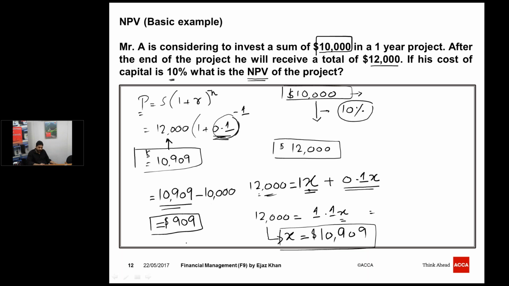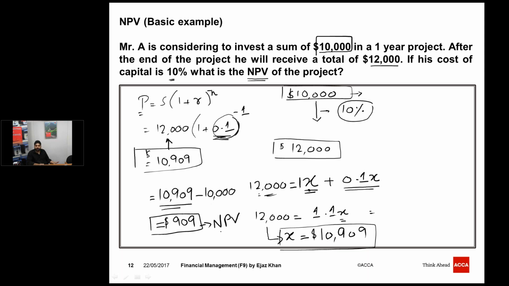And this $909 is actually called the net present value. Since this net present value is positive, that is, he's going to save from this project, therefore he should go for it.